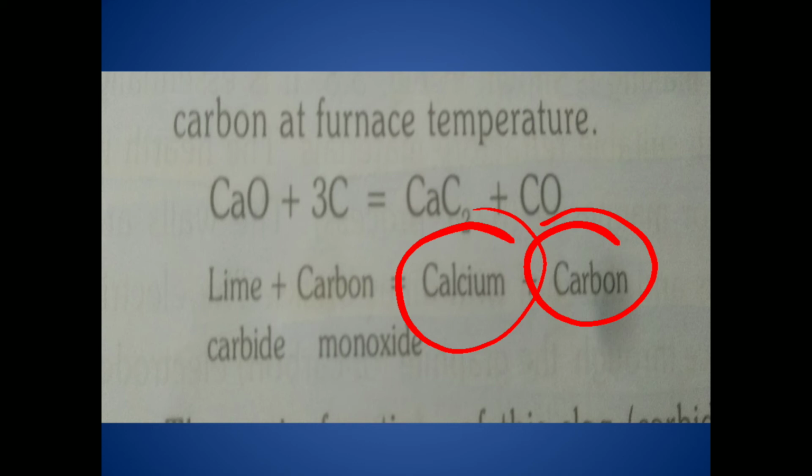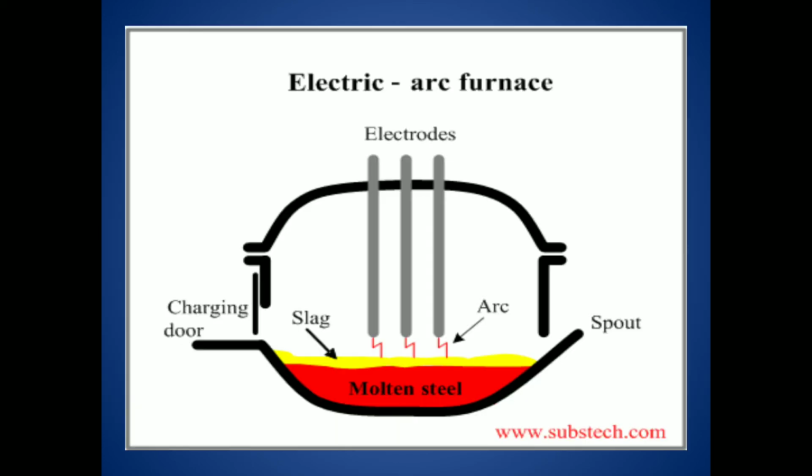Reactions will take place and impurities will get separated. That means slag will be formed. After that, this furnace will get tilted for tapping. The molten steel is removed first. After that we remove the slag. This is the process of an electrical arc furnace. Okay, it can be tilted.